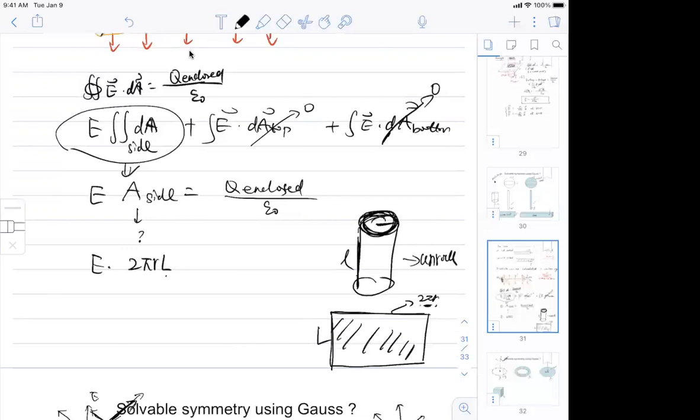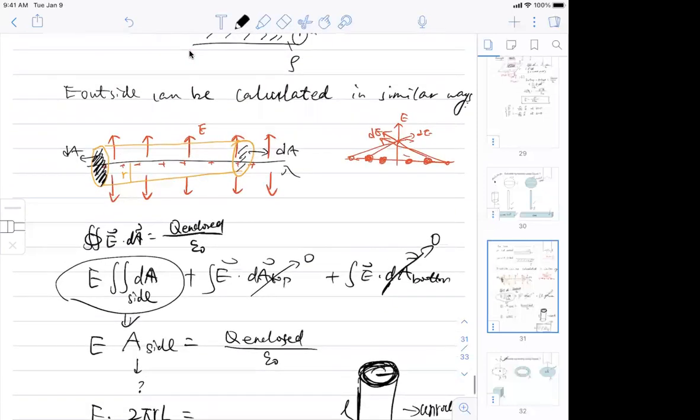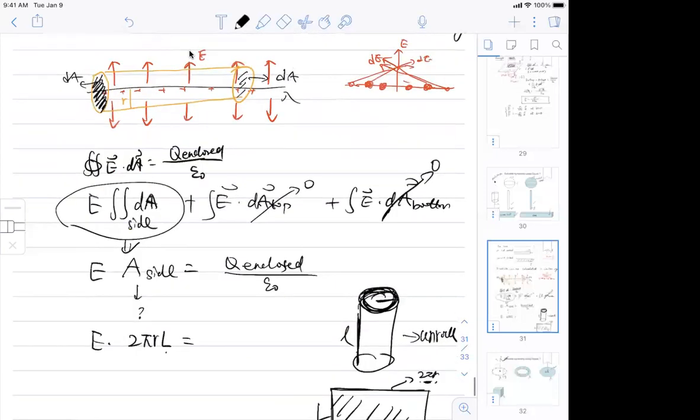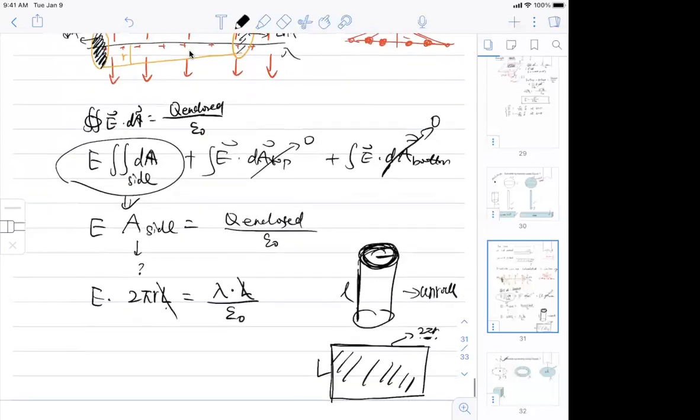Okay, and Q enclosed is a line charge. It's going to be lambda times L over epsilon naught. We cancel my L. I get my E is lambda L. I'm sorry.